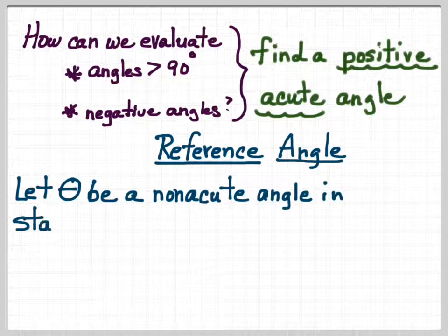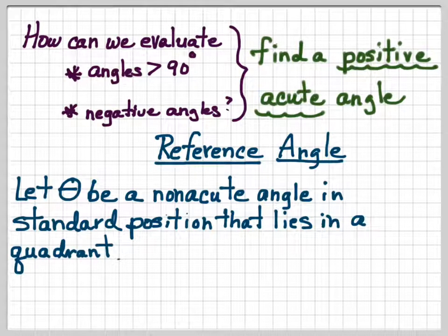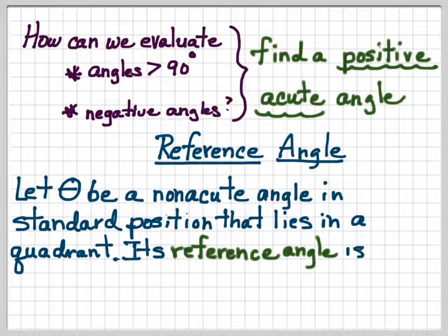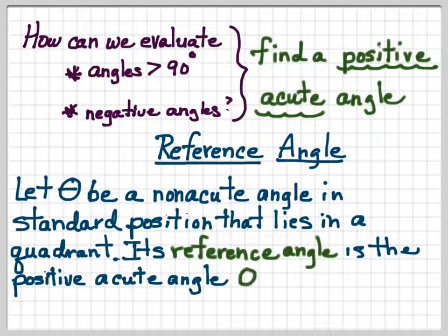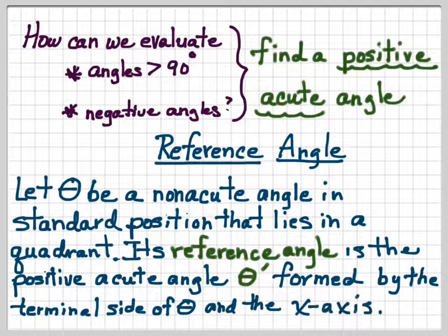So the definition of reference angle is: let theta be a non-acute angle in standard position that lies in a quadrant, then its reference angle is the positive acute angle, which we're going to call theta prime. That's what that little apostrophe looks like. It is formed by the terminal side of theta and the x-axis. Okay, so what I want you to do is pause this video and write this down exactly as it is, and then we'll get back. Okay, so go ahead and pause. Okay, so now we're back.